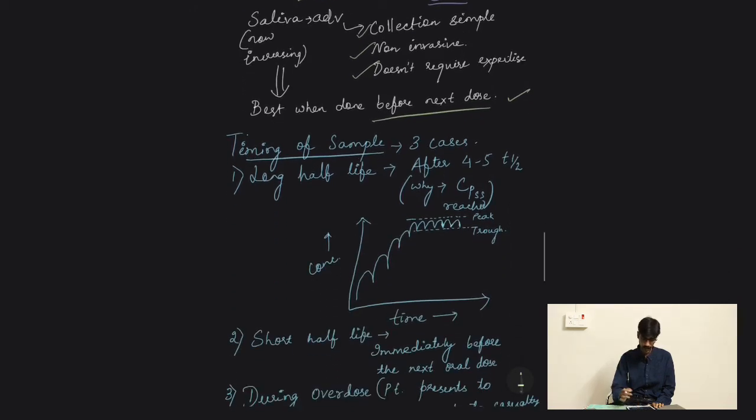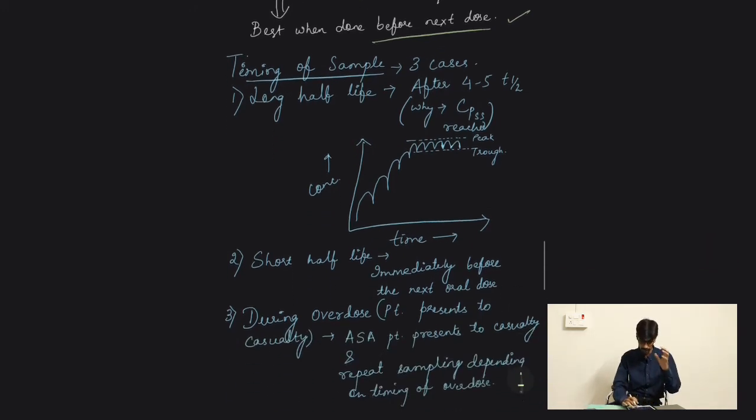Now what is the timing of the sample? So three cases arise in this. One, the drug has a long half-life. Second, the drug has a very short half-life, and third, in case of overdoses. So in case of long half-life, the usual sample collection time is after 4 to 5 T-half. Why this 4 to 5 T-half? Because only after this 4 to 5 T-half is the steady state plasma concentration reached.